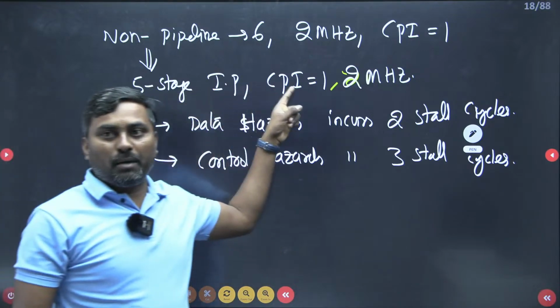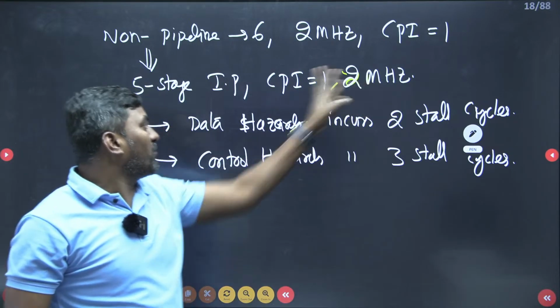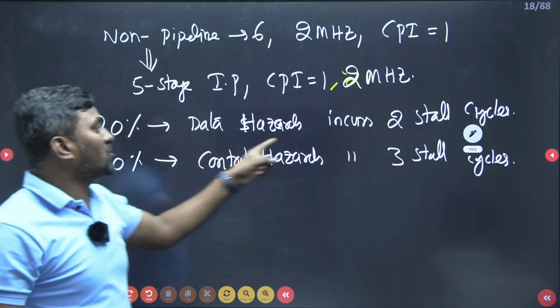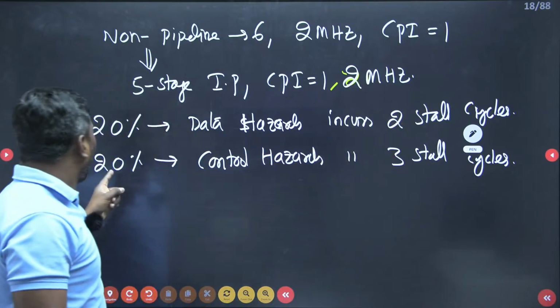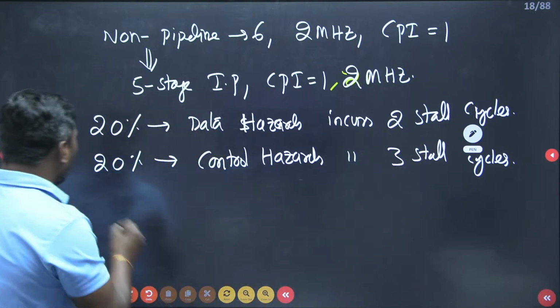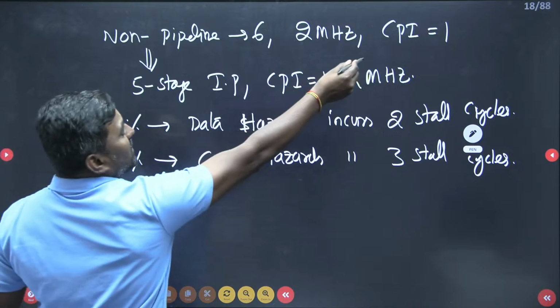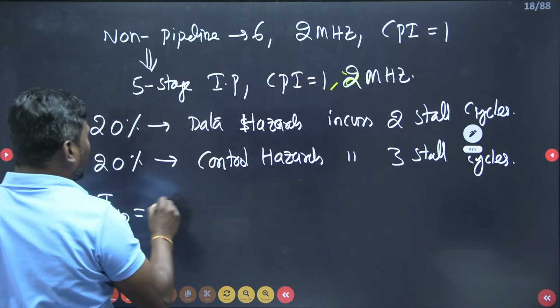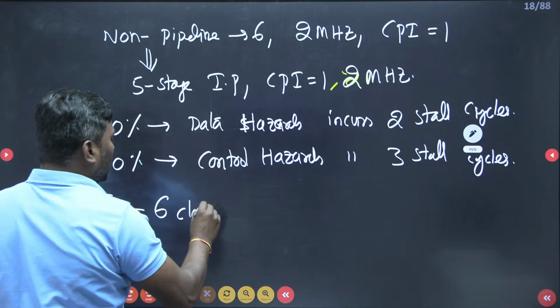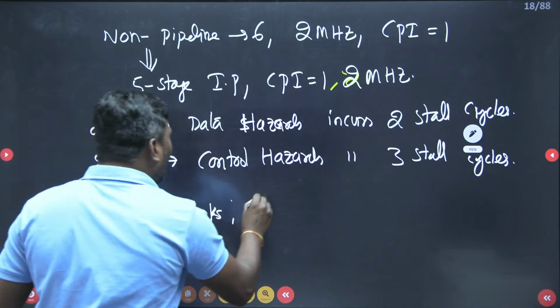5-stage instruction pipeline, clock per instruction is 1 under the same frequency, and 20% data hazards incurring 2 stall cycles and 20% control hazard incurring 3 stall cycles. Now for non-pipeline, each instruction takes 1 clock cycle per stage, so that is 6 clocks, correct or not? Now in case of pipeline, what happens?